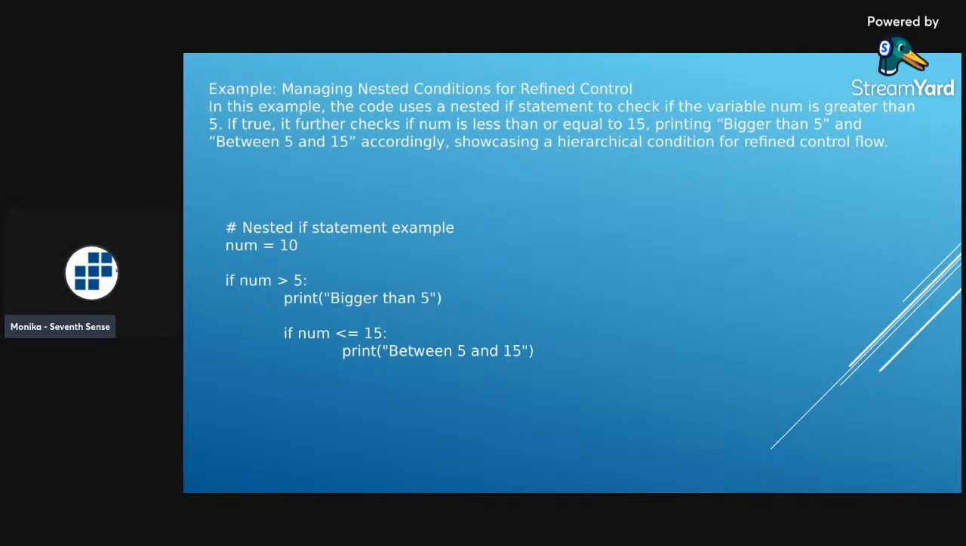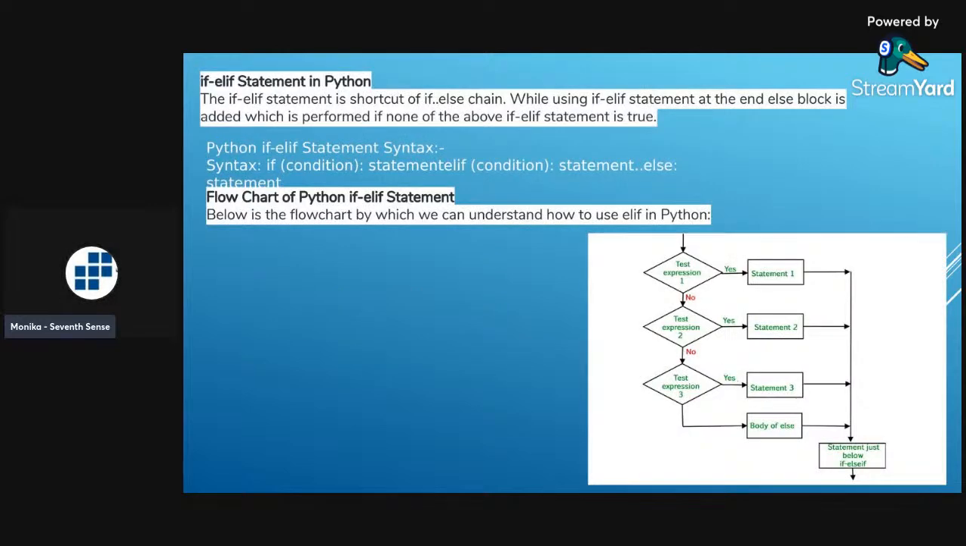So is the number 10 greater than 5? 10 is greater than 5, right? So the output will be true. Coming to the next, this 10 is lesser than or equal to 15. So if the given number is lesser than or equal to 15, what should get printed? The number is between 5 to 15.